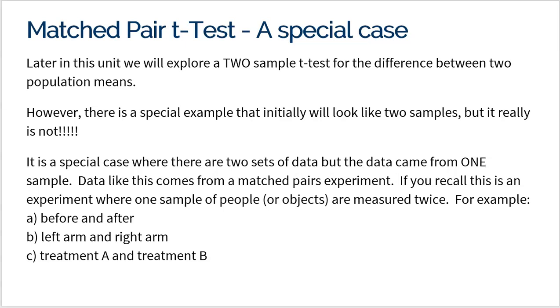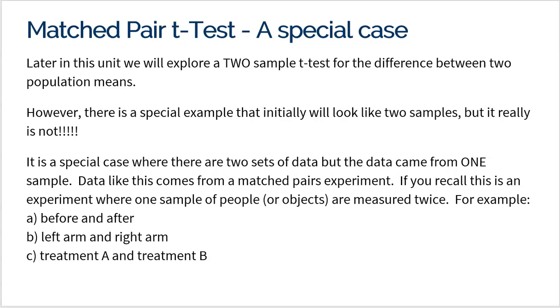So a matched pair t-test. Let's talk a lot about this. Now, later in this unit, not now, we are going to explore a two sample t-test that looks at the difference between two population means. So maybe a mean of Americans versus a mean of Canadians, or a mean of boys versus a mean of girls, or a mean of tigers versus a mean of lions, right? Two different population means, and I'm going to look at the difference between them. I'm not doing that right now.